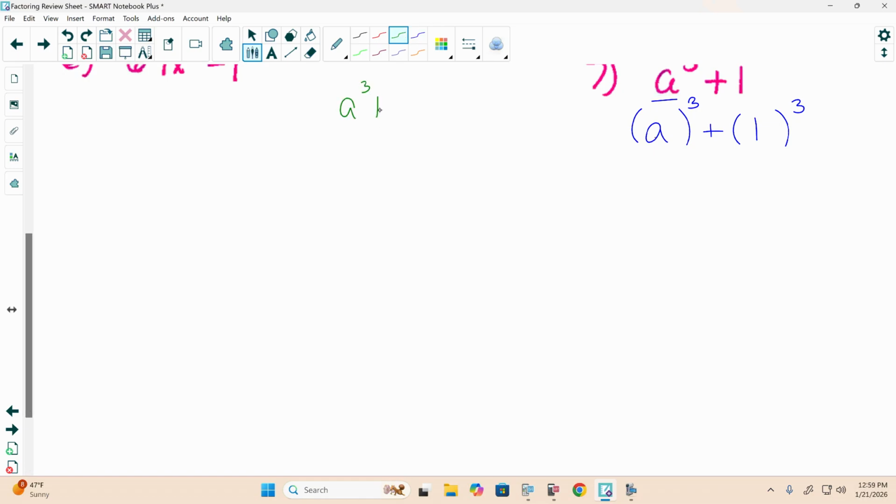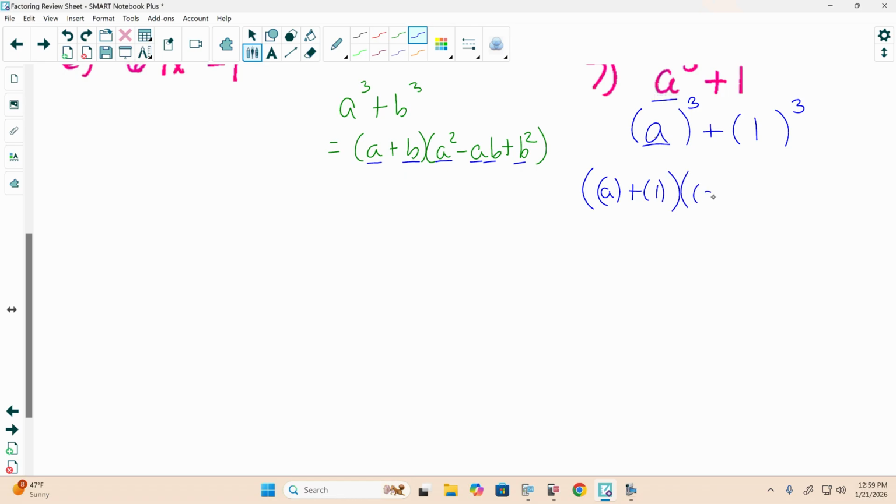Now, a cubed plus b cubed factors to a plus b times a squared minus ab plus b squared. That's just factor form for a sum of 2 cubes. And for our problem here, we're going to replace every A with, well, A. And we're going to replace every B with what? 1. So our A plus B would be A plus 1.